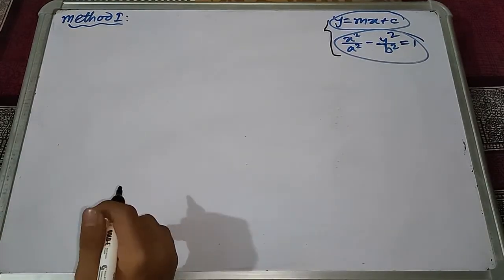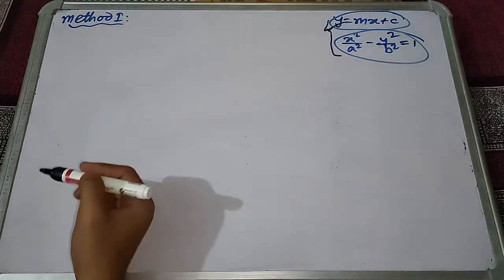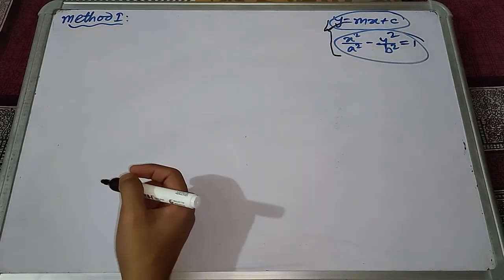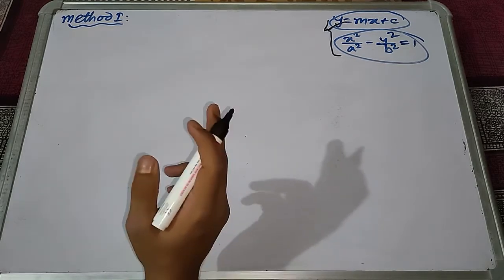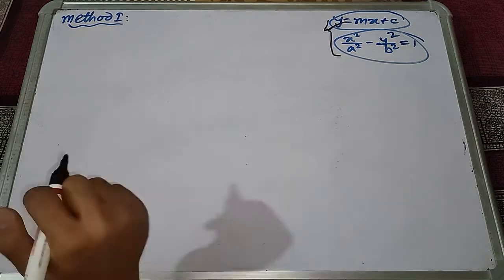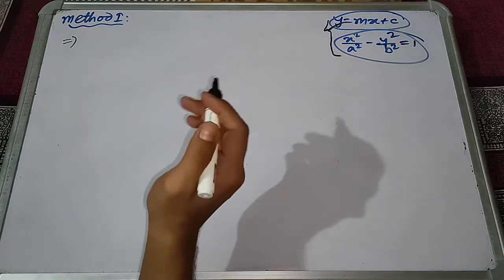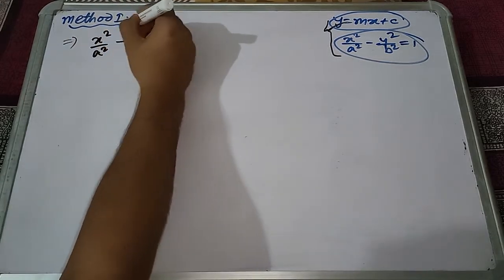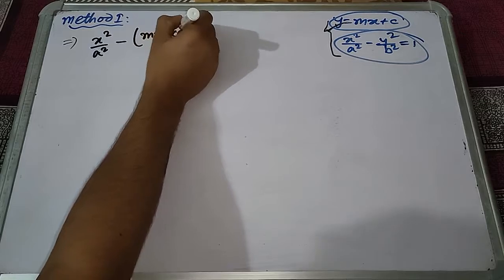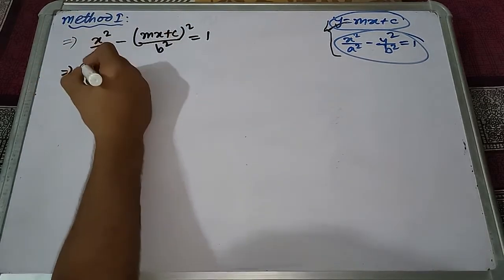Let us have a look at method number 1 in detail, which says y equals mx plus c is the tangent to this curve x square by a square minus y square by b square equals 1. This means that if we solve these two equations, we should get a single solution. So let us try to solve. The first way to solve is using the method of substitution. So this becomes x square by a square minus (mx plus c) whole square by b square equals 1, right? Try to break it down.